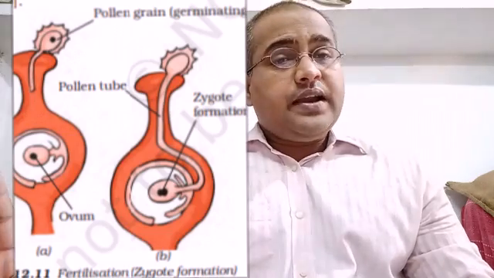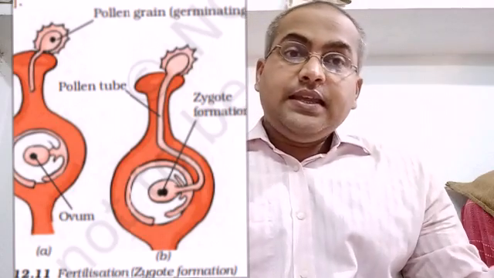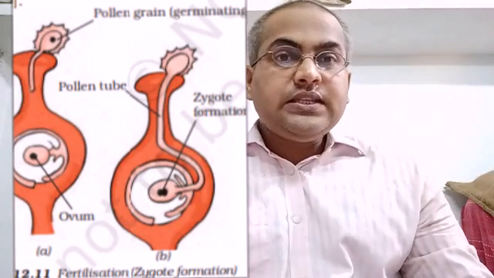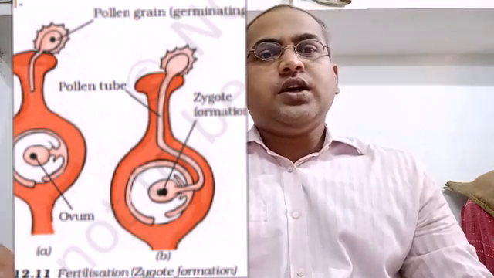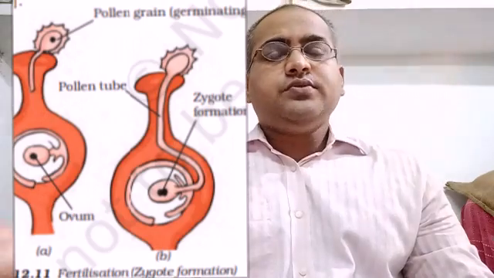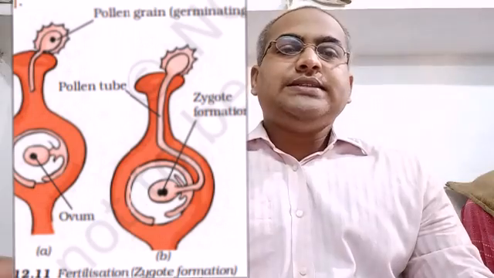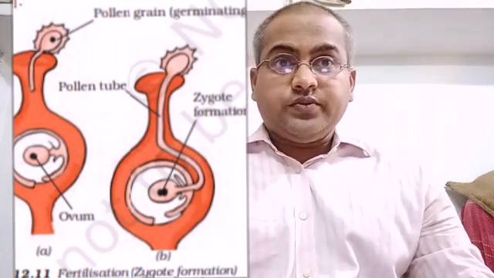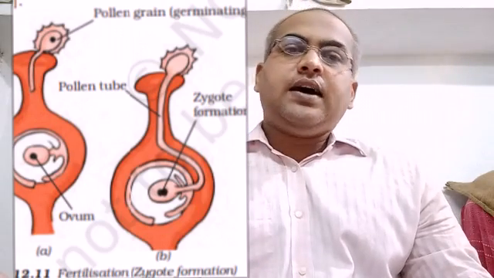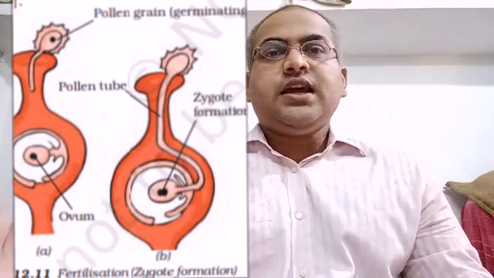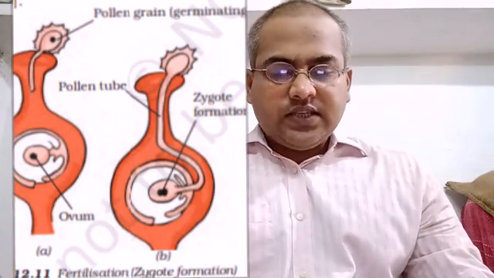Number 2, in sexual reproduction, two parents are required to produce a new individual. In asexual reproduction, only one parent is enough to produce a new individual. Next comes number 3. In sexual reproduction, specialized sex cells are needed. In asexual reproduction, there are no specialized sex cells.